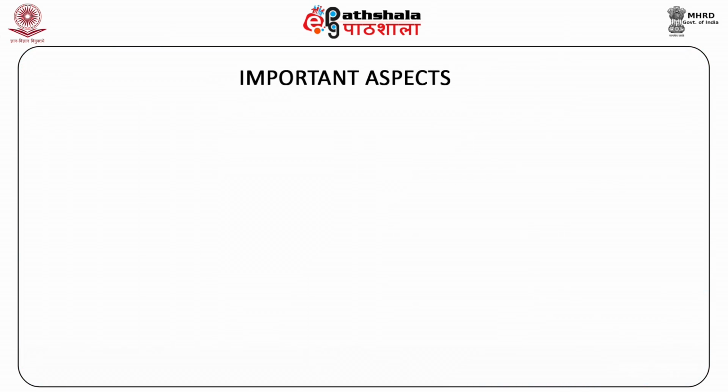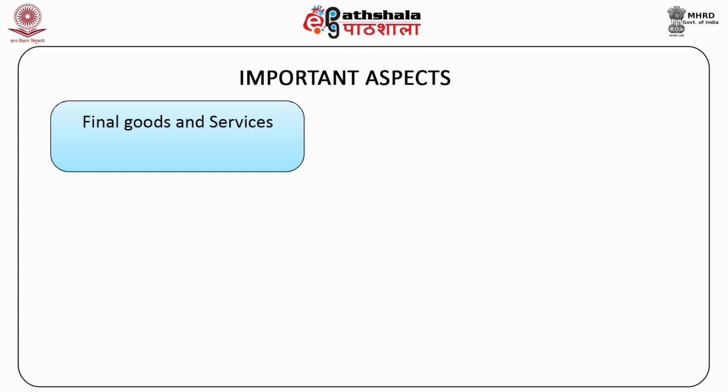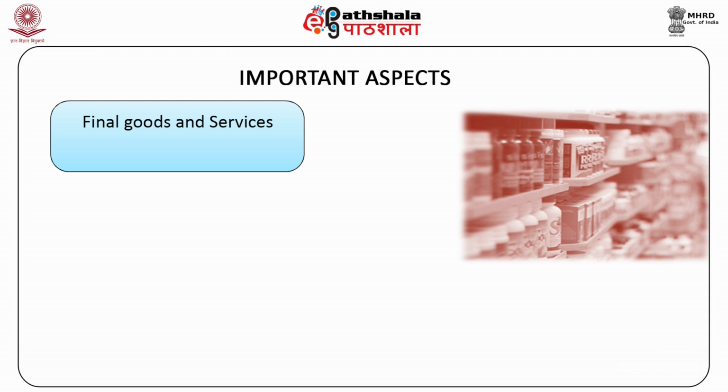Some of the important aspects of the definition of GDP that need special emphasis are final goods and services. Goods and services are of two types, intermediate and final goods. It is only the final goods and services and not intermediate goods that are a part of GDP. While computing GDP, only final goods are calculated and included and their values added together.